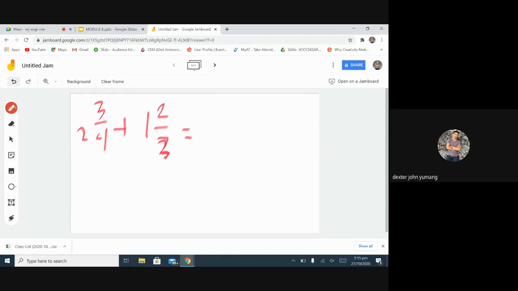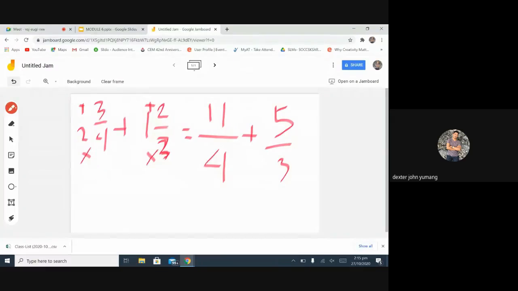So, ganito po mangyayari. 2 times 4, that is 8. Tapos, i-add yung 8 dito sa 3. 8 plus 3, that is 11. Kopyahin agad yung denominator na 4. Next, 1 times 3 is 3. Then, plus 2. So, 3 plus 2, that is 5 over 3. Kopyahin po yung denominator na 3.